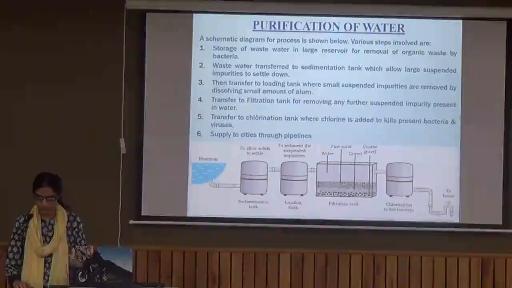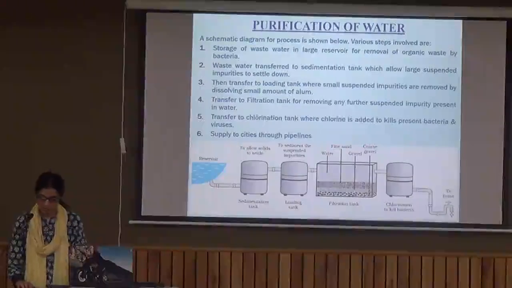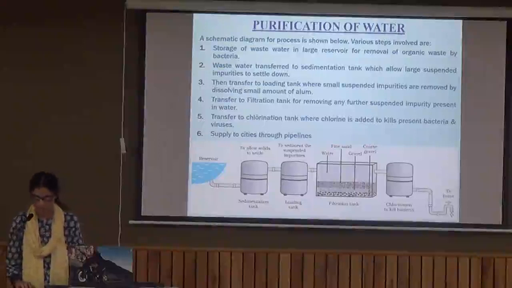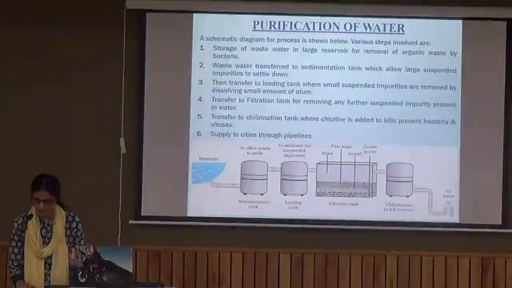Then we transfer this water to the second compartment, that is the loading tank, where small suspended impurities are removed by dissolving small amounts of alum in this water. Alum is a mixed salt which removes the impurities. Then we transfer this water to the filtration tank for removing suspended impurities further, which can be retained within different layers of gravel, sand, coarse gravel, etc.